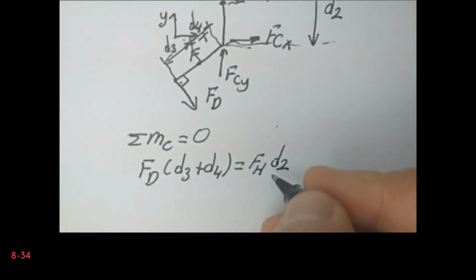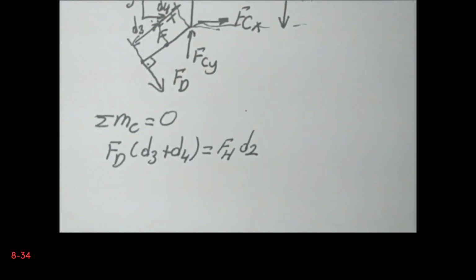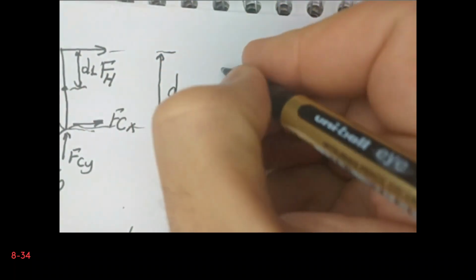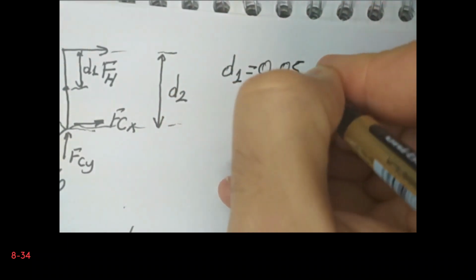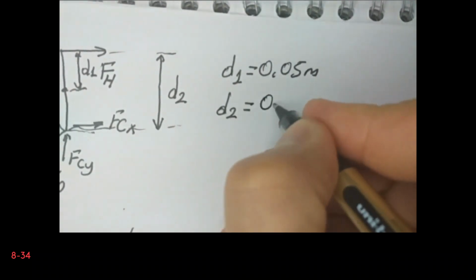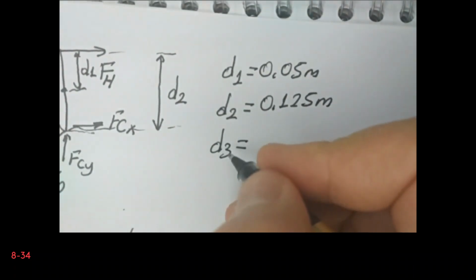In the meantime, let's put the values for the various dimensions. D1 is equal to 0.05 meters, D2 is equal to 0.125, D3 is equal to 0.02, and D4 is equal to 0.045.